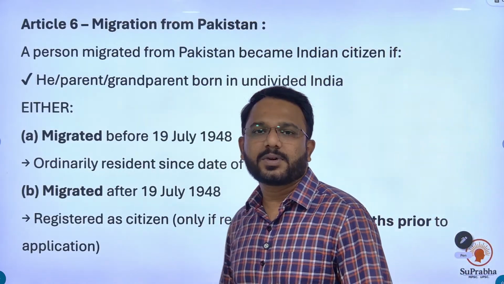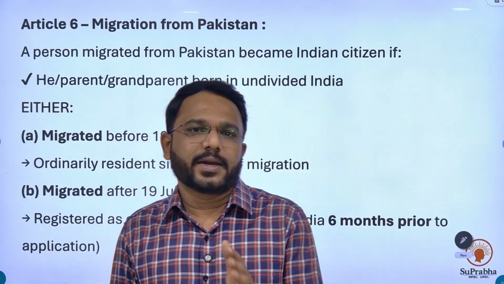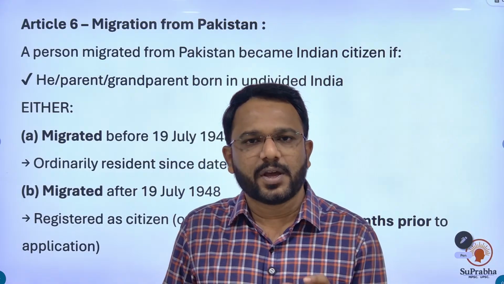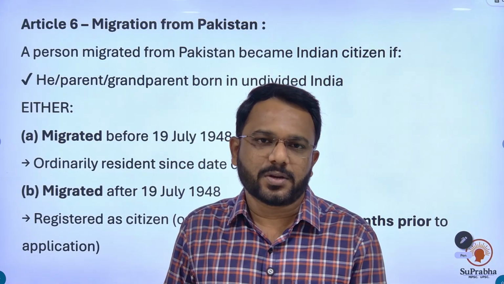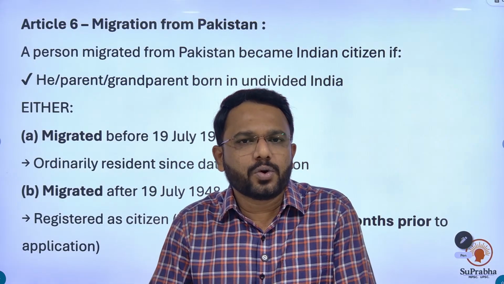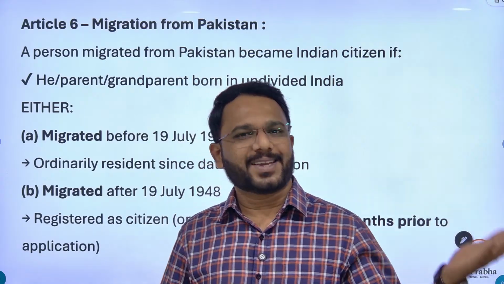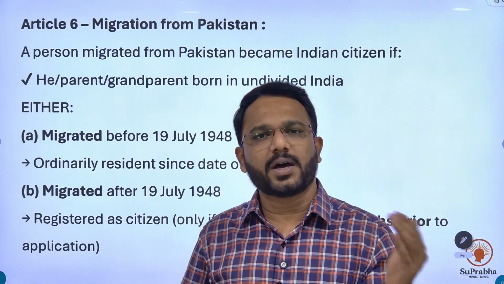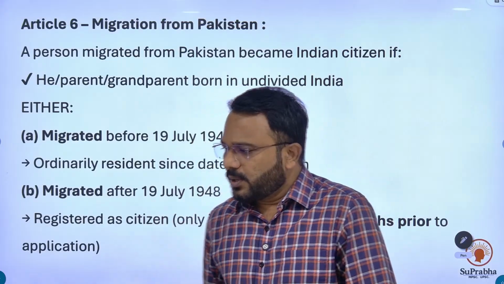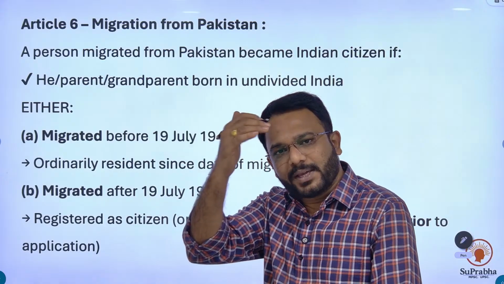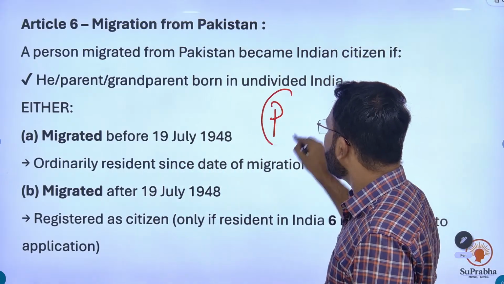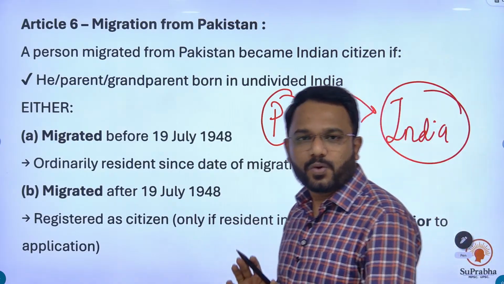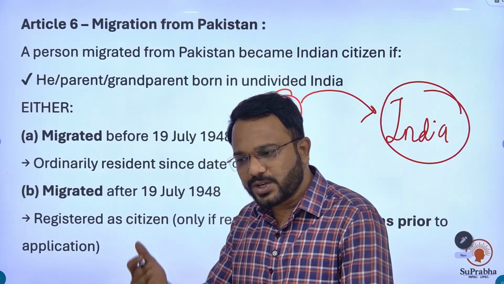Second comes Article 6. India got its independence in 1947, but with independence came a very tragic thing, which was partition. When India got partitioned into 2 dominions or 2 nations, Pakistan and India, people were migrating from Pakistan to India and vice versa. For the people who migrated from Pakistan to our lovable and great India, there are some provisions for how they can get citizenship.